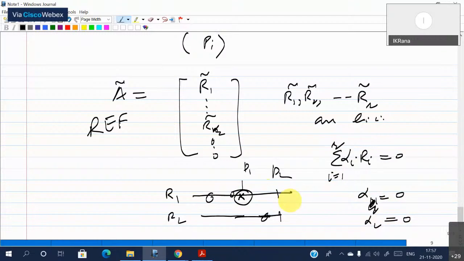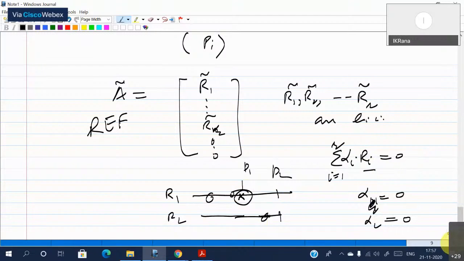So a linear combination of the non-zero rows in the row equivalent form, if it is equal to 0, look, this is a vector equation, right? The array has got components. Look at the P1th component. That component is alpha 1, and that is equal to 0, because that sum is equal to 0 means each component is equal to 0.